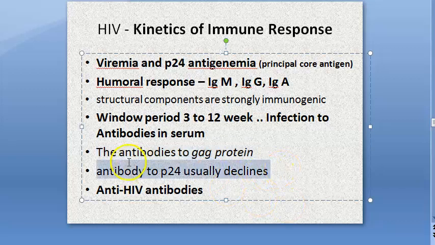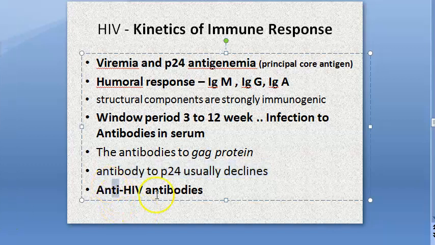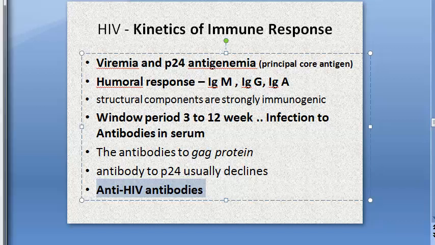Antibodies to P24: as the disease progresses, antibodies to P24 usually decline. Then anti-HIV antibodies. So, amongst the antibodies IgE, IgM and IgA, only the IgG response is consistent and long lasting. As usual, right? It will last long. Most available assays try to detect IgG antibodies. Okay, so I think that's all we wanted to cover in the kinetics of immune response.